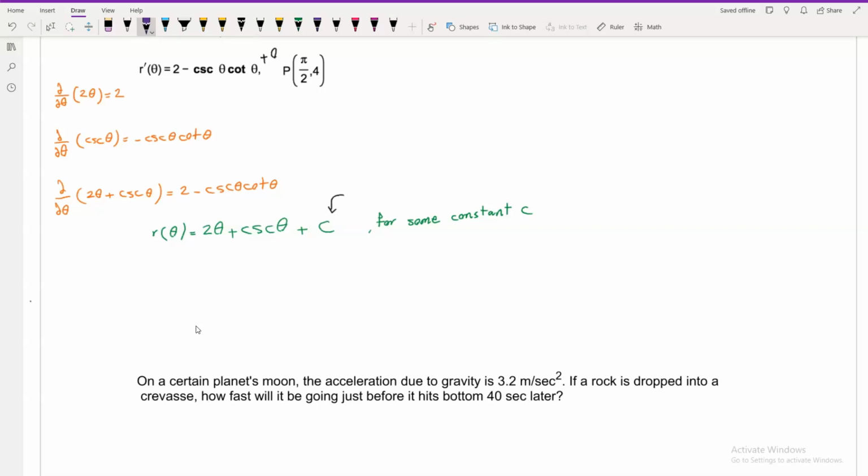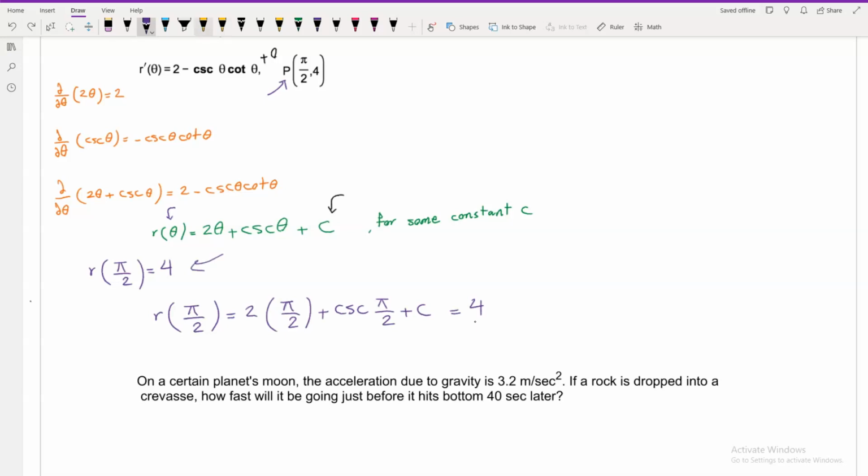Now next step, we have to use this point. So what we have is that r of pi over 2 is equal to 4, and now use this pi over 2 here on this part for theta. So we have r of pi over 2 equal to 2 times pi over 2 plus cosecant pi over 2 plus c. And based on what we had here, this part is equal to 4.